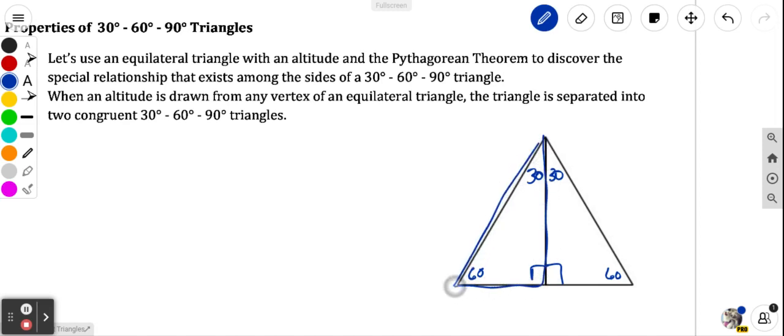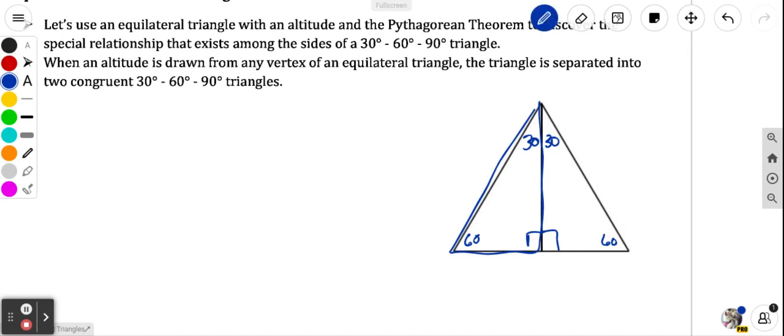When you have a 30, 60, 90 triangle, your shorter leg is kind of the key to the puzzle, is what I like to call it. If you don't have the short leg, you better find the short leg first. So if you're not given the short leg, find that first, and then it's super easy to find the last one. So remember that the shorter leg is opposite the smaller angle in a triangle. So that means that this right here is the short leg. I'm going to call it S.